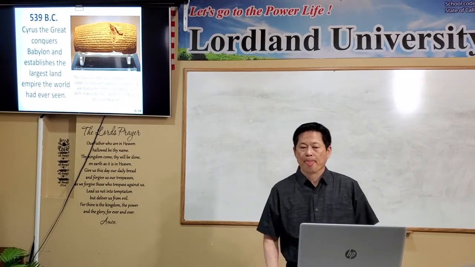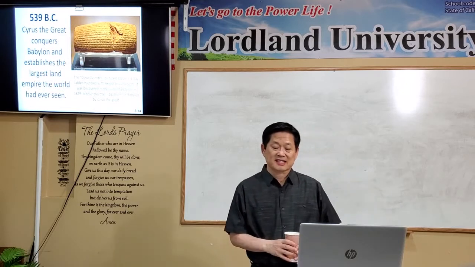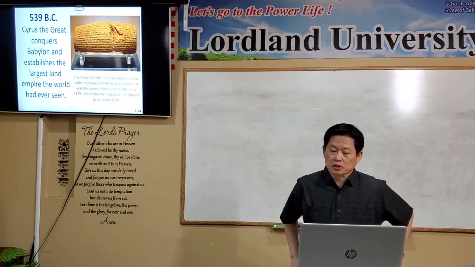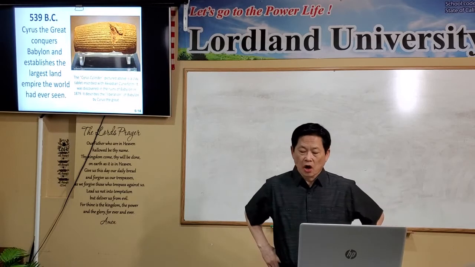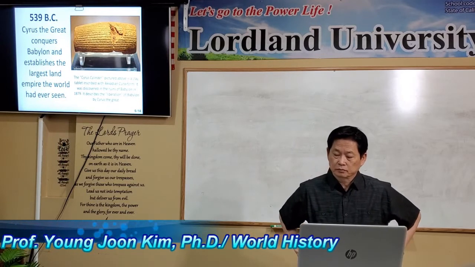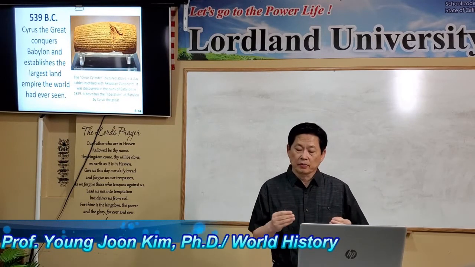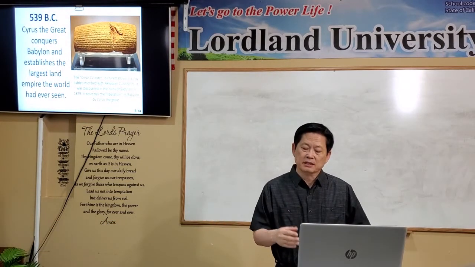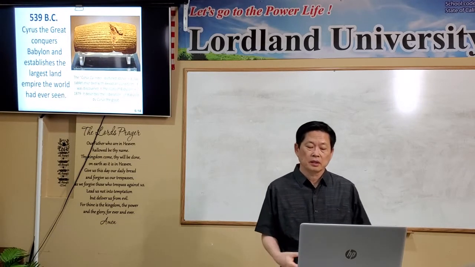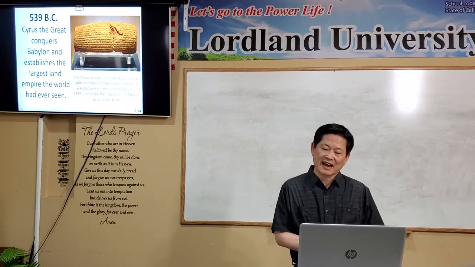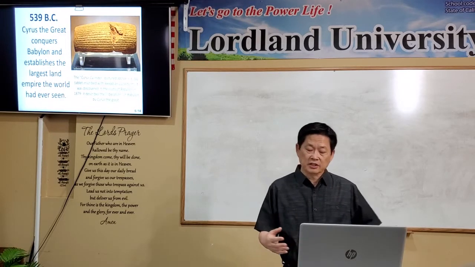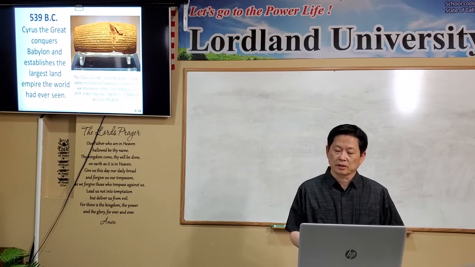This map shows the Cyrus cylinder. This Cyrus cylinder was discovered in the ruins of Babylon in 1879. It describes a liberation of Babylon by Cyrus the Great. Cyrus the Great conquered Babylon in 539 BCE and established the largest land empire the world had ever seen.